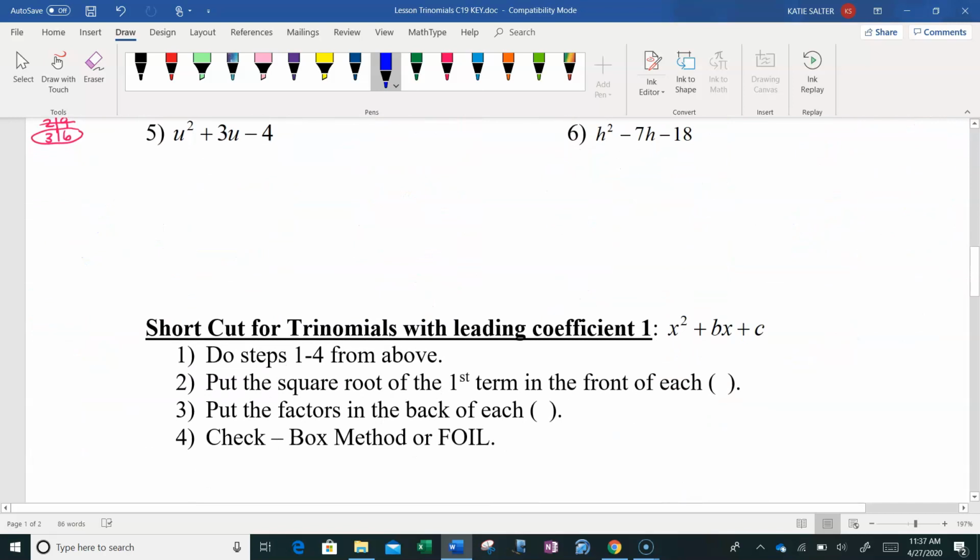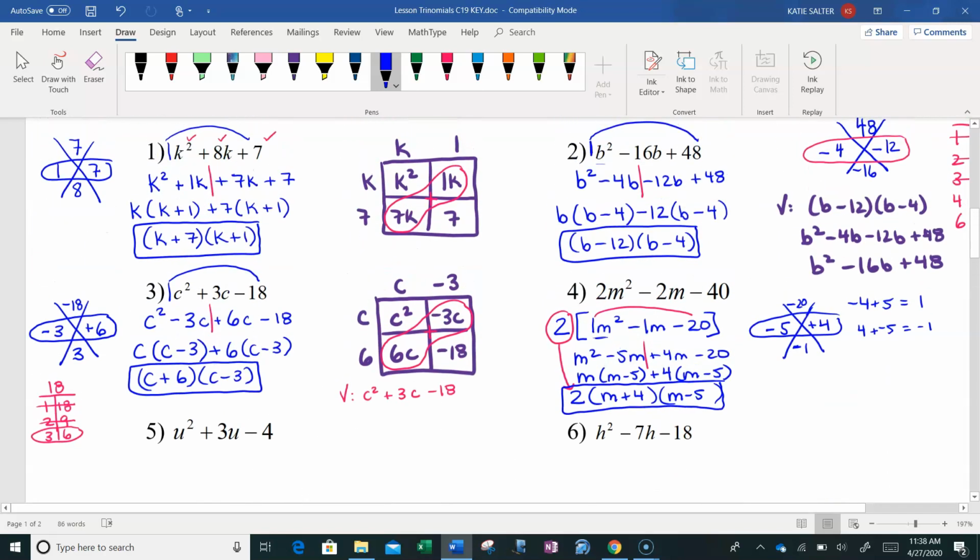If you have a trinomial with a leading coefficient of 1, so y'all see how there's not a number in front of the x squared, you would still do steps 1 through 4 above. But then you put the square root of the first term in the front of each parenthesis. So if your variable is x, because that's x squared, you're just going to put x and x. It's kind of like you're backwards FOILing because x times x would give you x squared. And then you put the factors that you find in the back of each parenthesis. So let me show you what I mean by that.